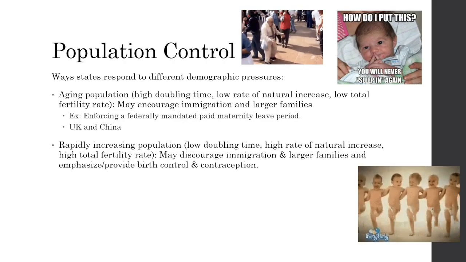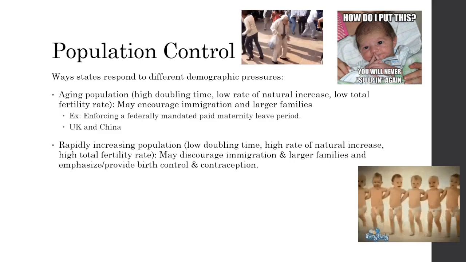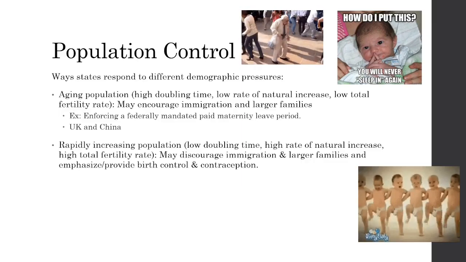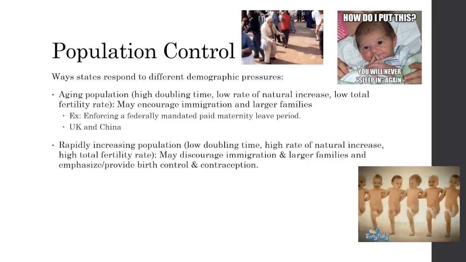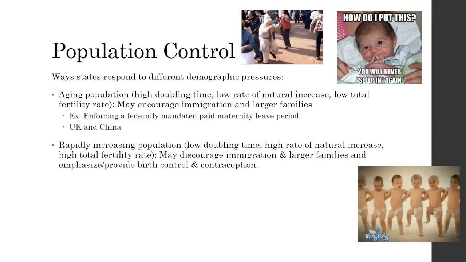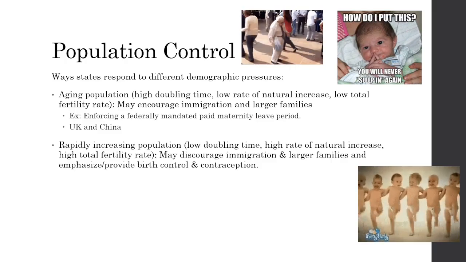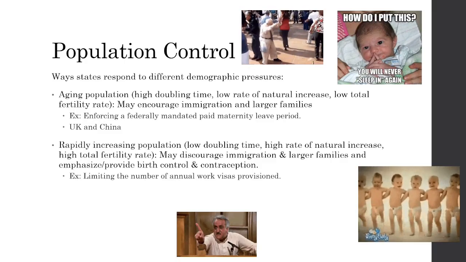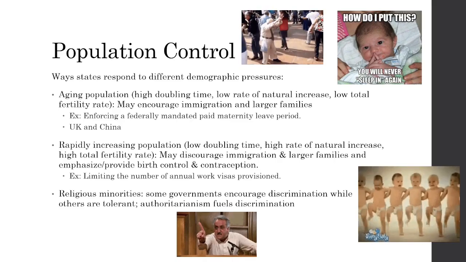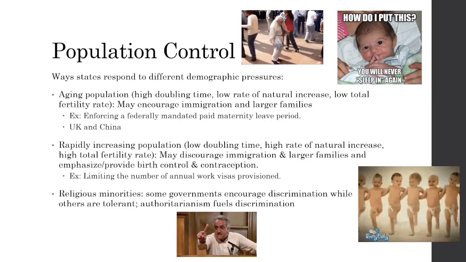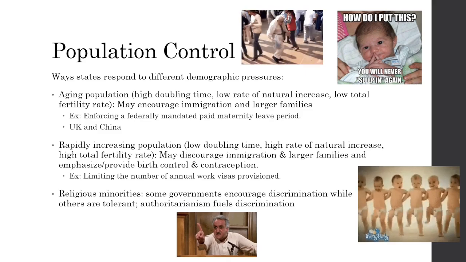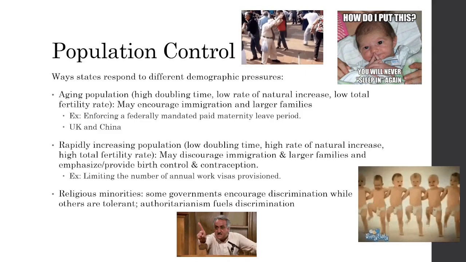Now, in countries where the increasing population is just so rapid and needs to be controlled, we're going to see a low doubling time, a high natural increase rate, as well as a high total fertility rate. And states may respond by discouraging immigration, as well as discouraging larger families, and emphasizing birth control and contraception. So they could limit the number of annual work visas that are provisioned. Religious minorities also impact demographics within a country. Some governments may encourage discrimination, while others are more tolerant, and authoritarianism particularly fuels discrimination.